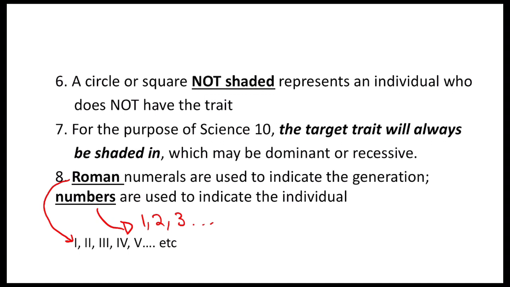The last part of the pedigree, like I said, is generations. For example, if your grandparents are generation 1, we would use the Roman numeral 1 to represent that. Your parents would then be Roman numeral 2, and you and your siblings would be Roman numeral 3. And then to represent individuals within a generation, so for example, you versus your siblings, we would use regular Arabic numbers, 1, 2, 3, etc.